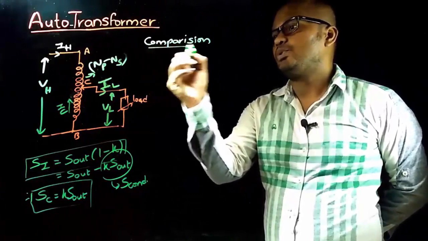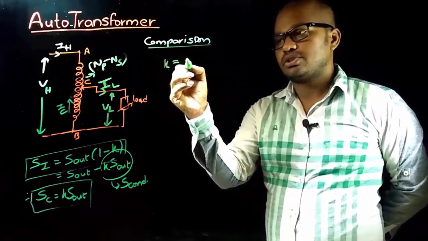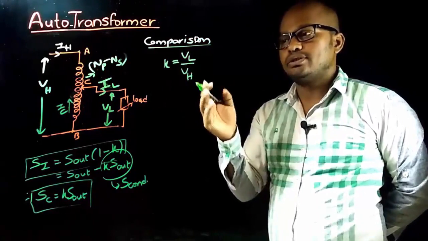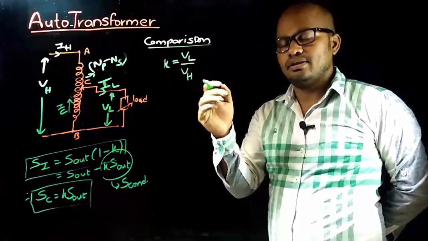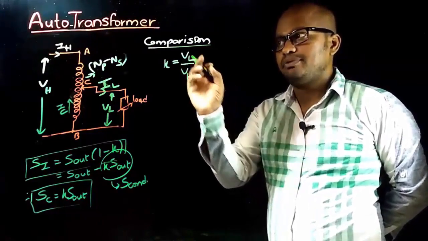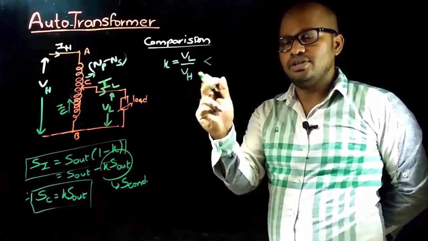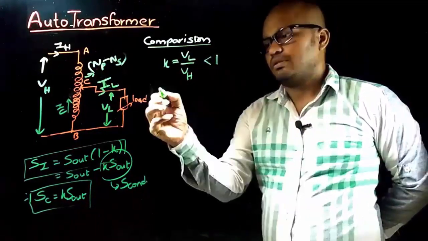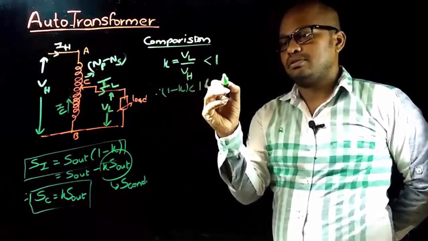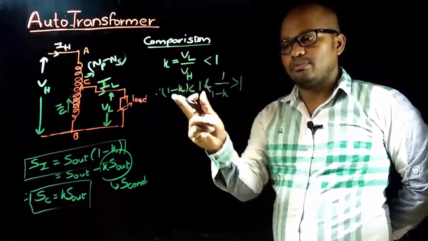And now let's compare auto transformer and two winding transformer. We took the transformation ratio constant K equal to low voltage by high voltage, and a few others will define K as VH by VL. That is a different case, but remembering K like this will make us recall the relations between auto transformer and two winding transformer simply. Here we define K is equal to VL by VH, which will be less than 1. Therefore 1 minus K will be less than 1, and 1 by 1 minus K will be greater than 1. Now remember this.